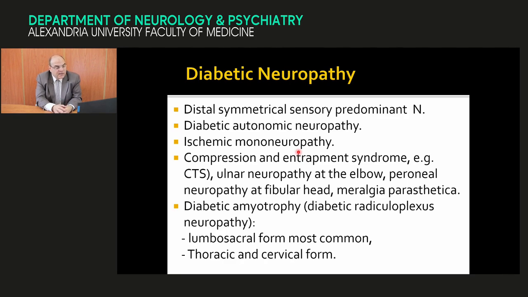In the past, we considered that diabetic amyotrophy was the result of diabetic ischemic mononeuropathy affecting the femoral nerve and the obturator nerve, but this has not been documented. The pathology may be in the roots or in the plexus, so it is now named diabetic radiculoplexus neuropathy. The most common is the lumbosacral variant, but we also have the thoracic radiculopathy or cervical form.